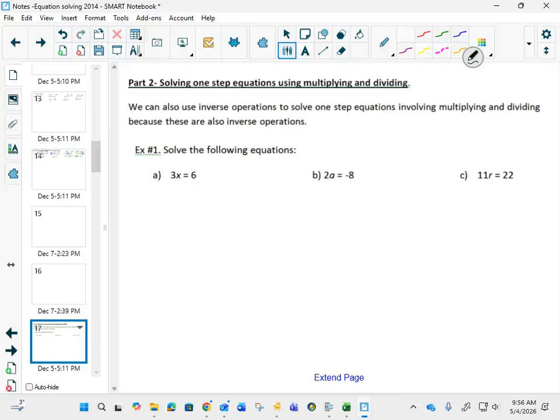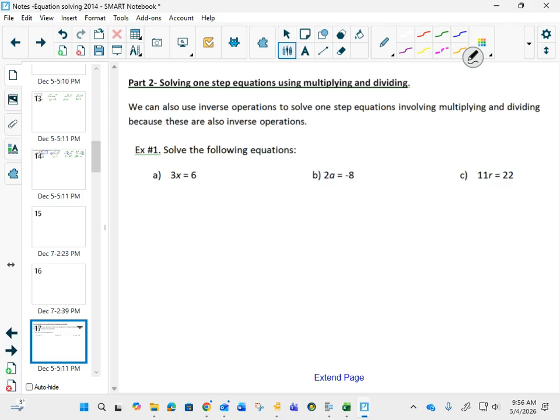Solving one-step equations with multiplying and dividing. So we solved one-step equations with adding and subtracting. These are one-step equations with multiplying and dividing. I still call these level 1 questions because we only have to do one step to solve them.